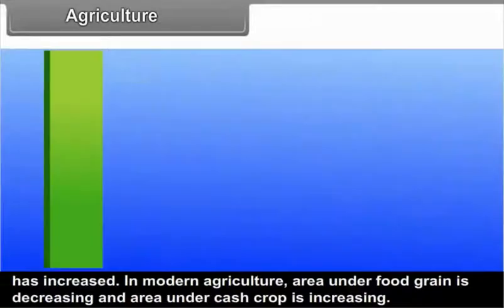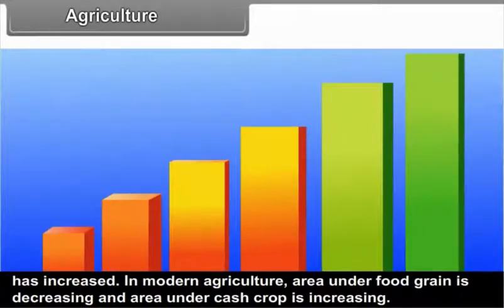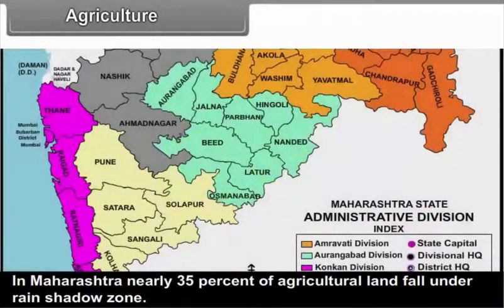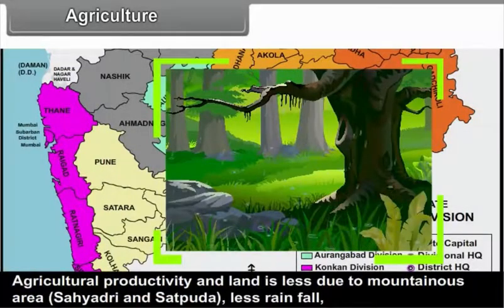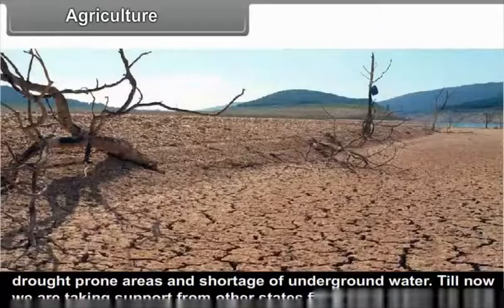has increased. In modern agriculture, area under food grain is decreasing and area under cash crop is increasing. In Maharashtra, nearly 35% of agricultural land falls under the rain shadow zone. Agricultural productivity of land is less due to mountainous areas, Sahyadri and Satpura, less rainfall, drought-prone areas and shortage of underground water. Till now, we are taking support from other states for food grains.